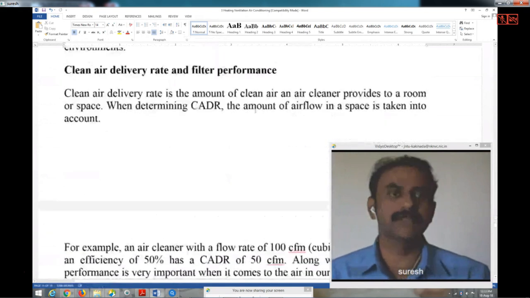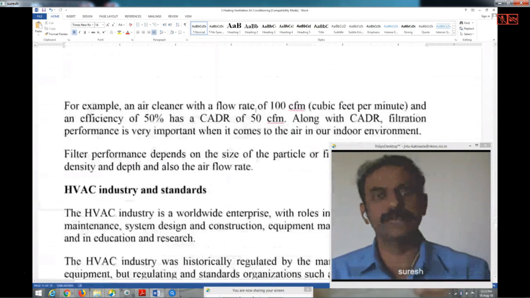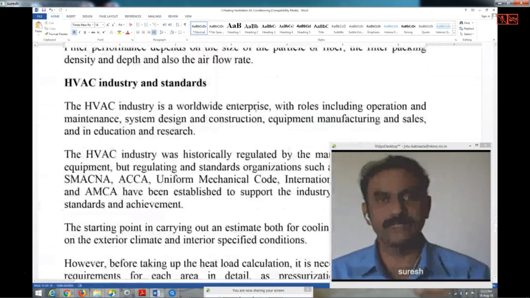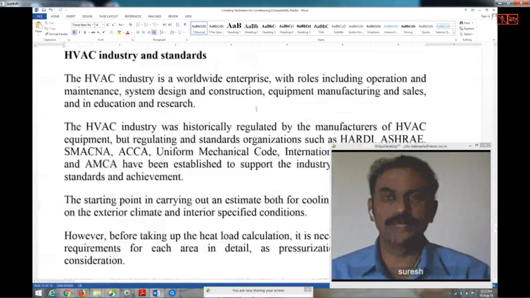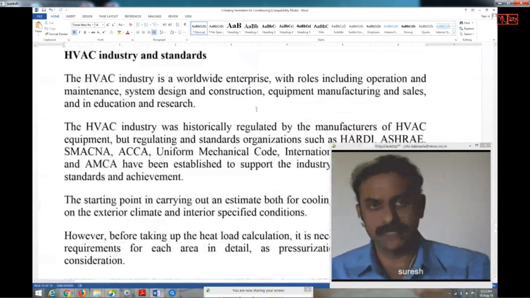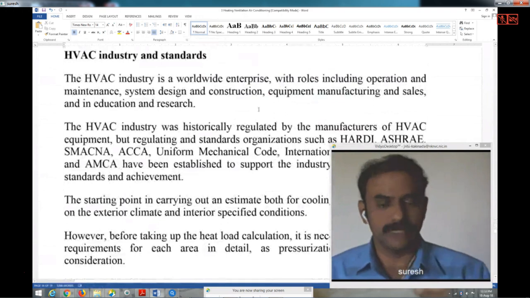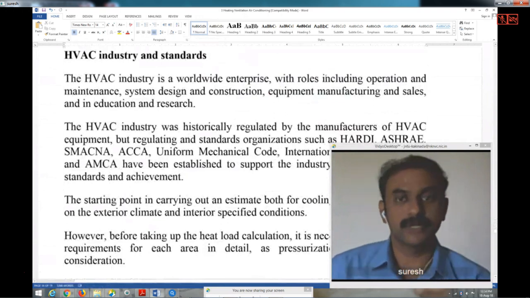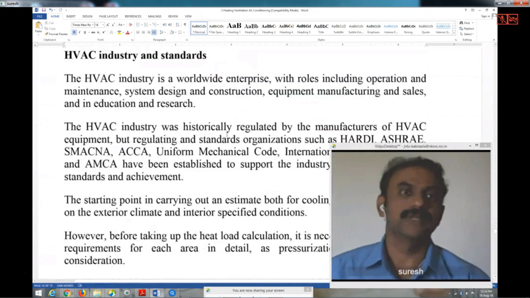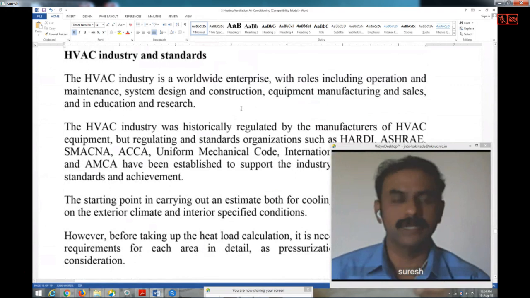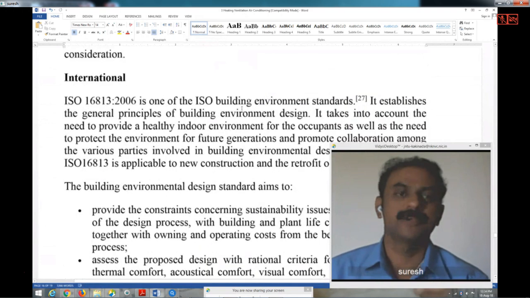Then clean air delivery rate and filter performance. All the filters available in this HVAC system are used to clean the air in it, so as to avoid accumulation of dust, and they prevent the formation and growth of microbes. The HVAC system is used in bulk for industrial purposes as well as household purposes. So internationally, they are adopting some standards.